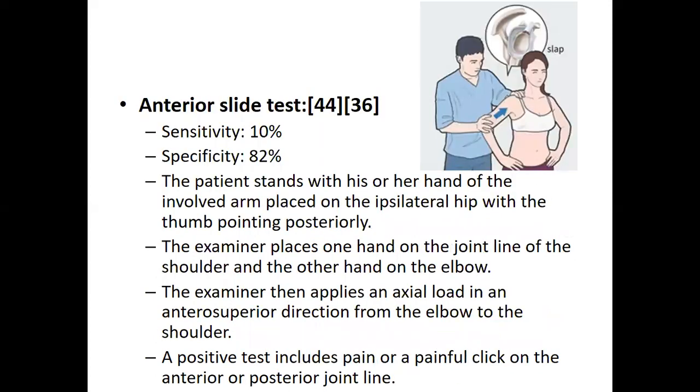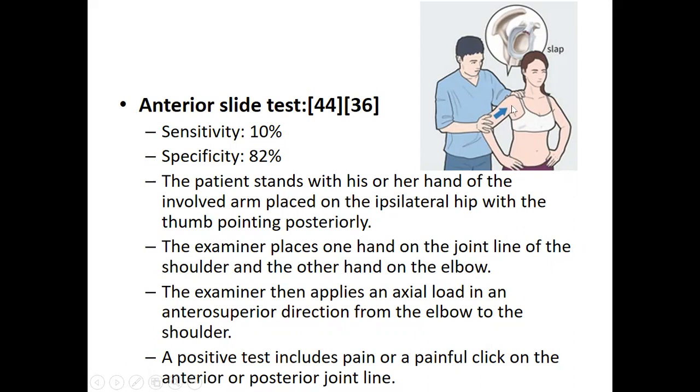The next test is the anterior slide test, whose sensitivity is very low, 10%, but specificity is moderate, which is 82%. The patient stands with his or her hand of the involved arm placed on the ipsilateral hip with the thumb pointing posteriorly. Suppose the test is going to be applied on the right side. Here we can see that the hand is on the ipsilateral hip and the thumb is pointing posteriorly.